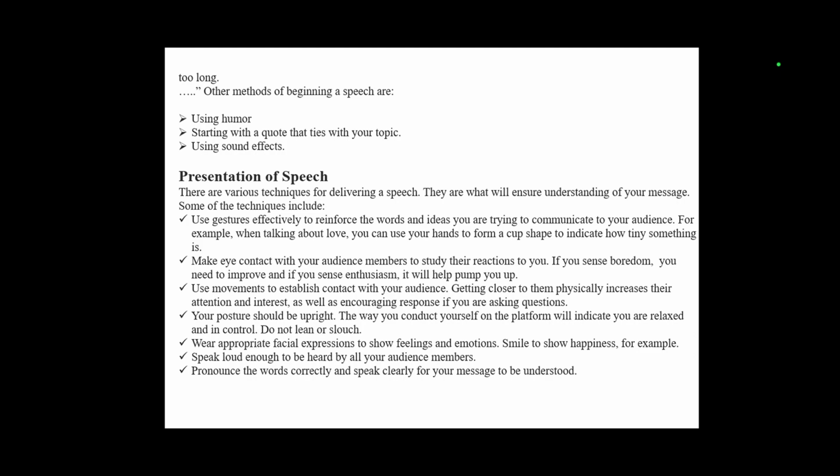There are various techniques of delivering a speech. I'd really say that they are what will ensure understanding of your message. Some of the techniques would include use of gestures effectively to reinforce the words and ideas that you're trying to communicate to your audience.